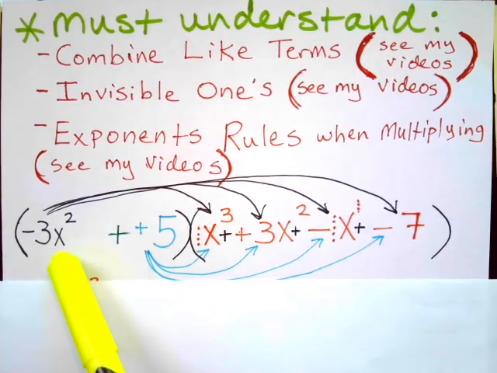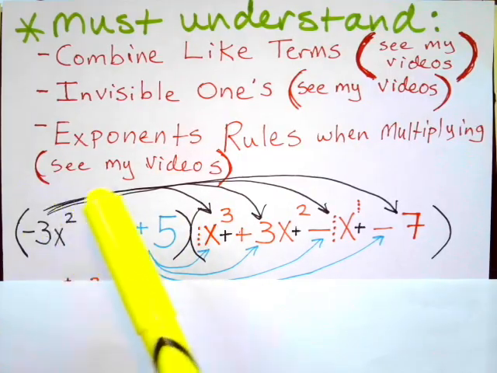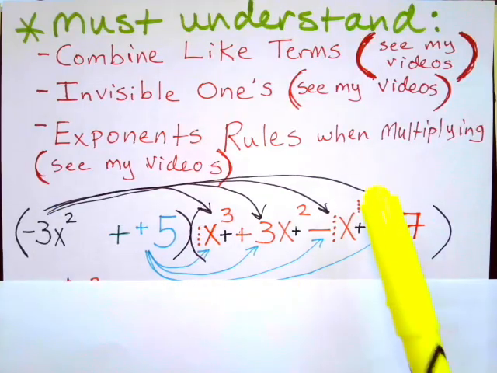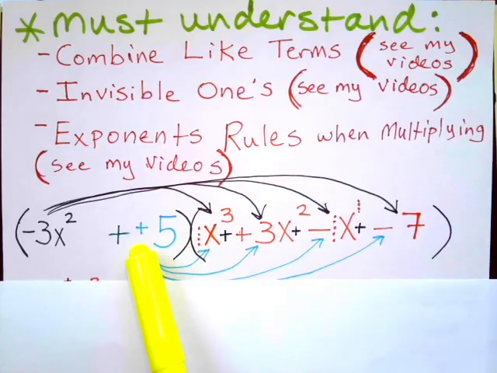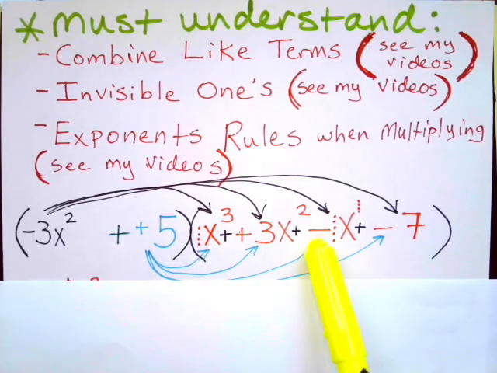So I'm going to take this negative 3 times x squared and I'm going to multiply it again times each of these terms. I will show you using these color coordinated values. Then you're going to multiply a positive 5 times each of these terms, right? And in the end, we'll combine like terms, like I mentioned earlier, and simplify the expression to answers B, C, or D. Okay?